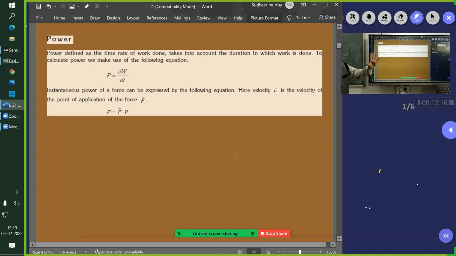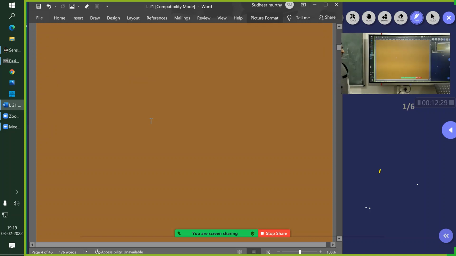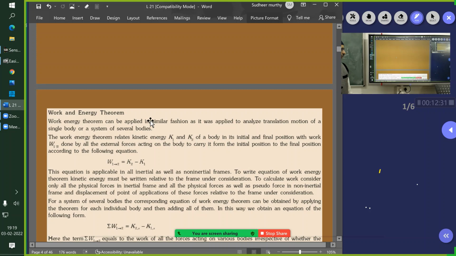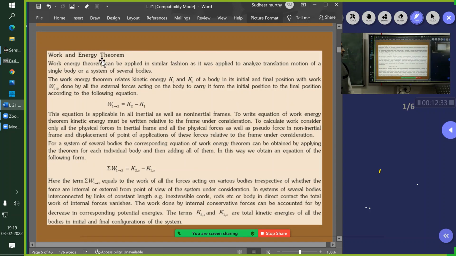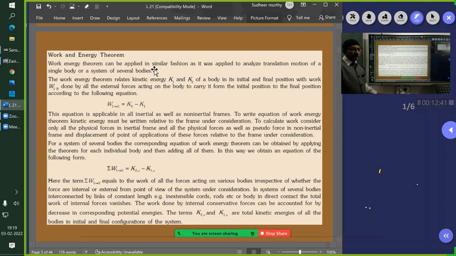So now, when rigid bodies come in, we will touch upon these concepts. Power is the rate at which work is done. Just a recap: P is equal to F bar dot V bar. We have to use the work energy theorem here. If you remember, for translatory motion, the work done by the net force will result in change in the kinetic energy. I hope all of you remember this.